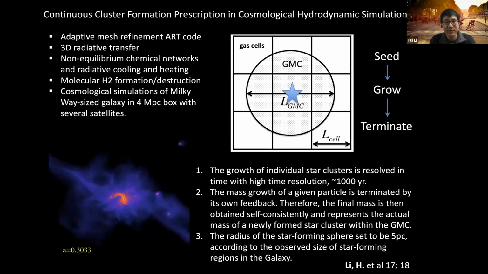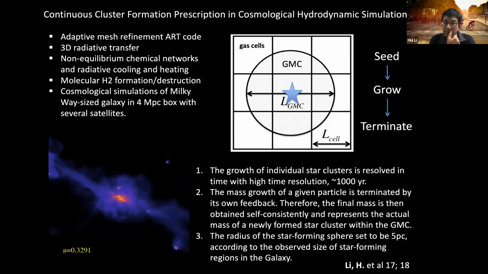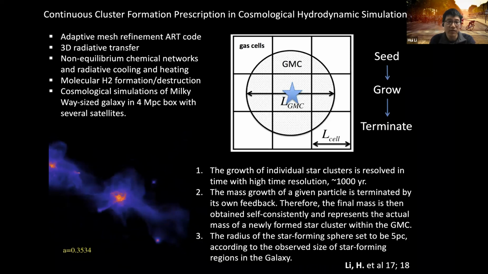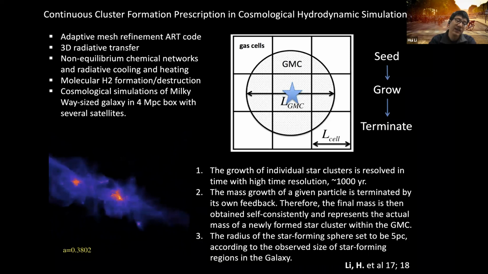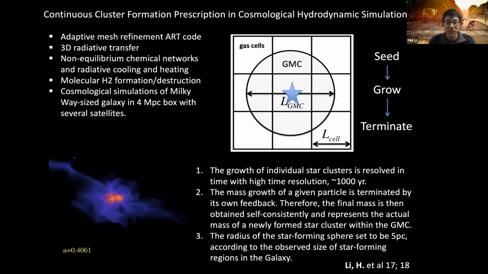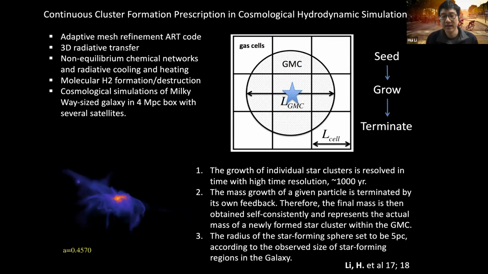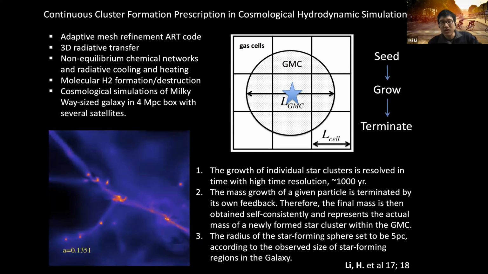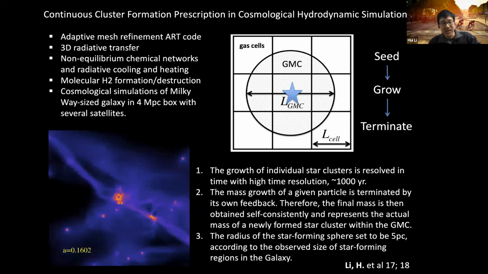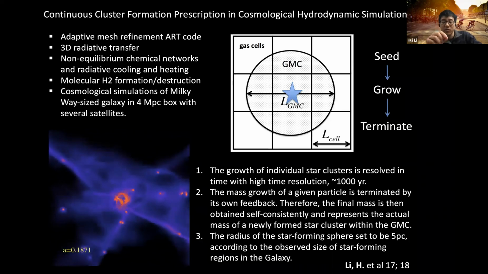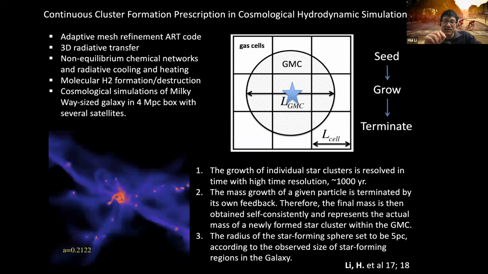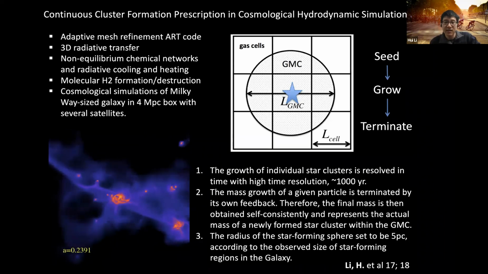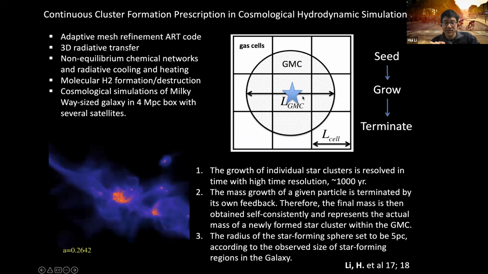I use the adaptive mesh refinement code called ART, with 3D radiative transfer and many other physical ingredients associated with star cluster formation. But what I did that is completely different from other cosmological simulations is that in the simulation, each star particle represents an individual star cluster. So I have a single particle approach that seeds this star cluster particle at the center of the resolved giant molecular clouds in the simulation.